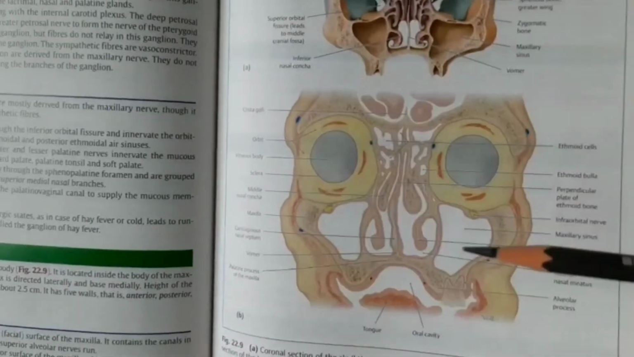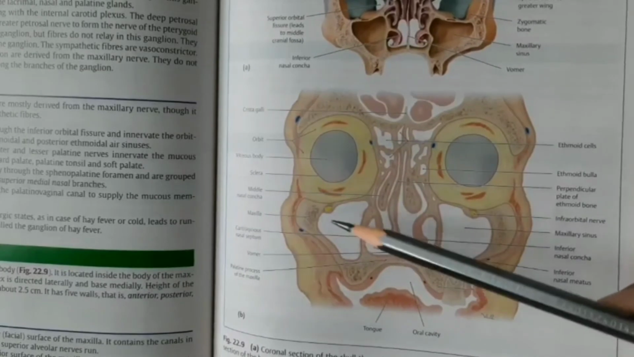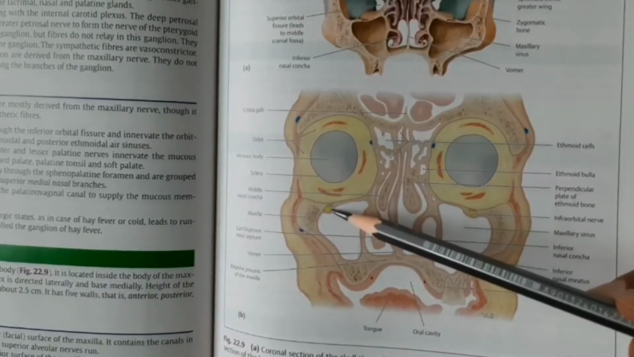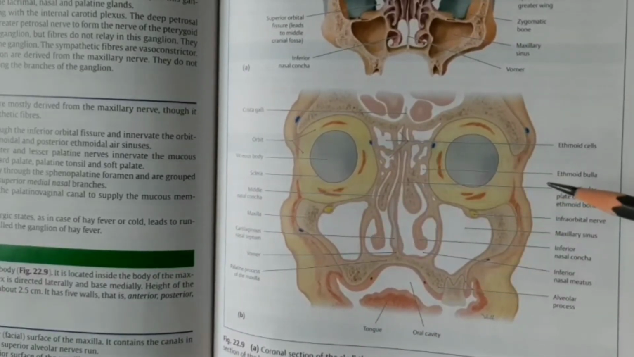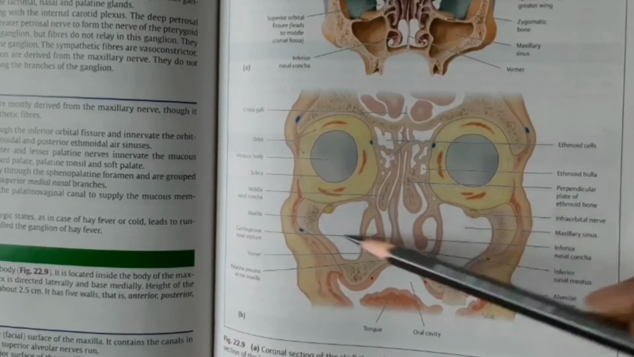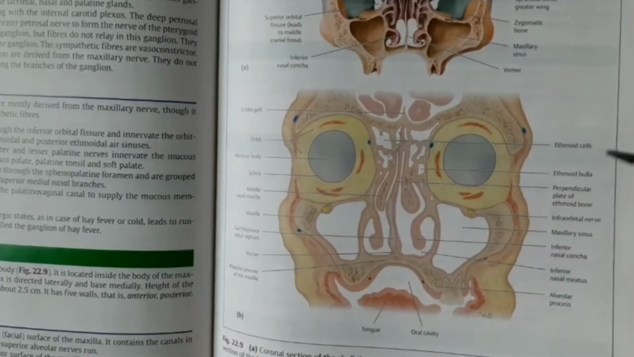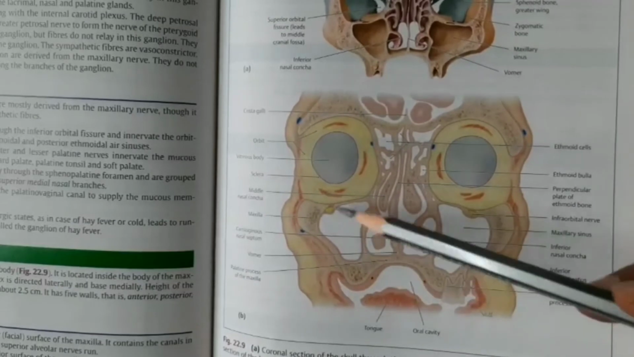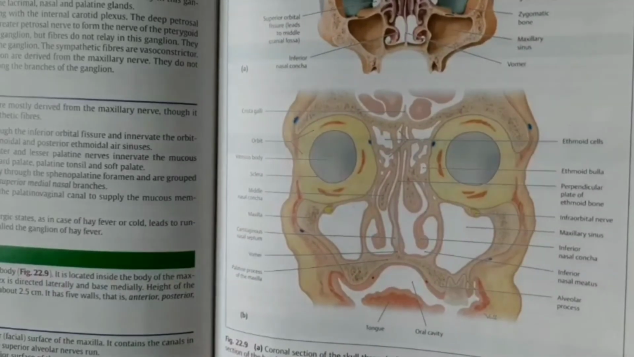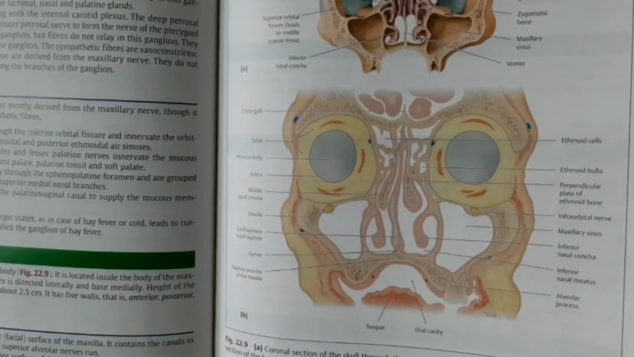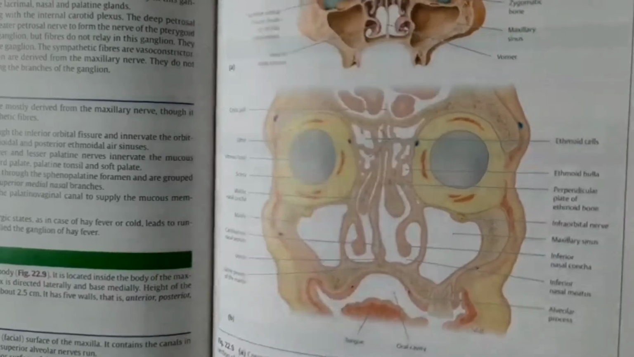You can see here some of the structures which are passing in the roof, and this is the infraorbital nerve. This is the infraorbital nerve, the maxillary nerve continuum, which will open on the face through the infraorbital foramina. I hope that you have got that.